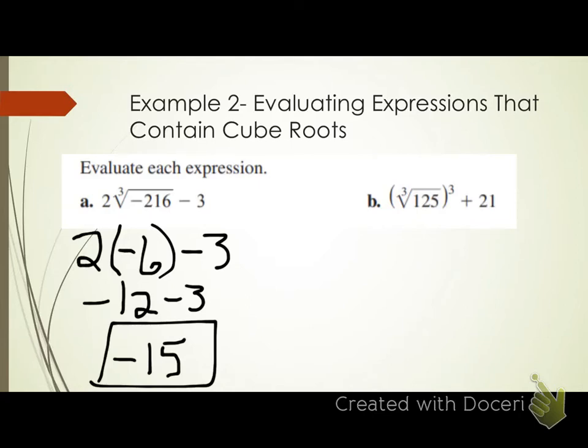Okay, letter B. Cube root of 125, cubed, plus 21. So what would the cube root of 125 be? 5. Because I know 5 times 5 times 5 gives me 125. Now I have 5 cubed plus 21. What's 5 cubed? 125.